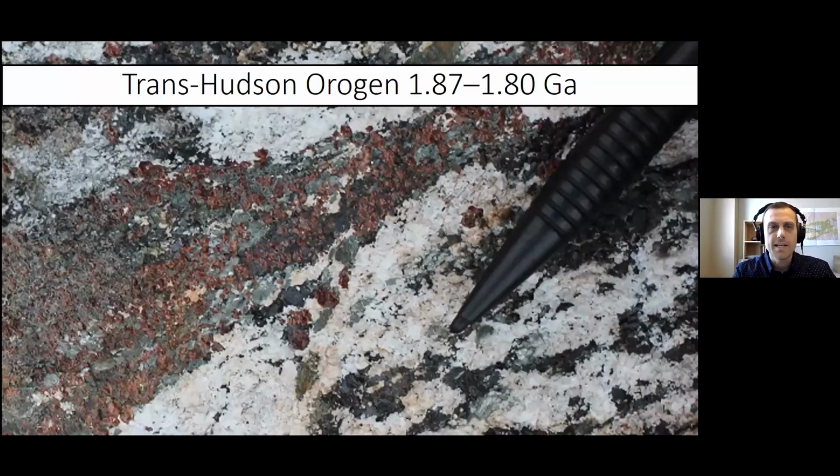Finally, we'll move on to the last phase of orogenesis I'd like to share today, which is the Trans-Hudson, broadly between 1.87 and 1.80 Ga. This is a picture of that Pelican anorthosite, the 2.04 Ga anorthosite complex with a nice garnet-clinopyroxene metamorphic assemblage overprinting it. I'll talk about that data a little bit as well.